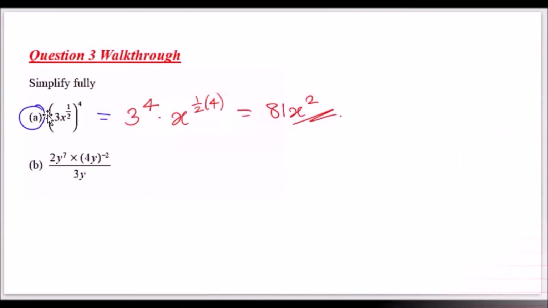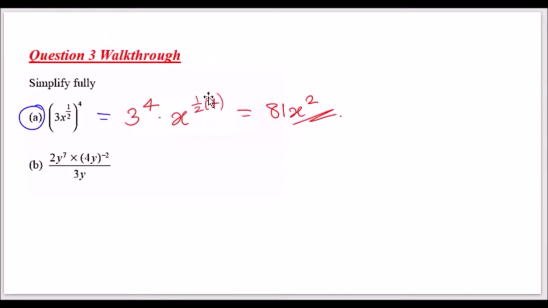Okay, so simplify fully these two expressions. So it says here that part A is 3x to the power half, all to the power 4. Now trust me, this is dead easy. When you've got a power outside, you just literally stick it on. So it'd be 3 to the power 4 times x to the power half times 4.